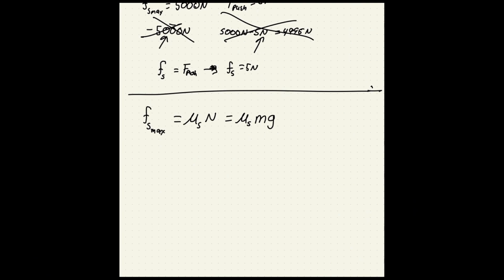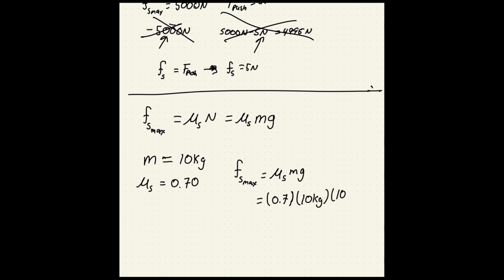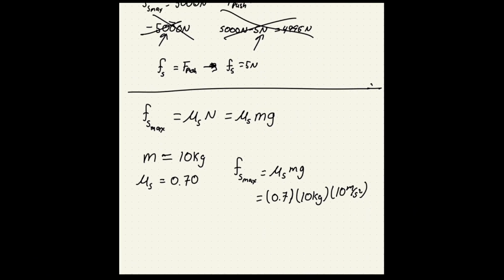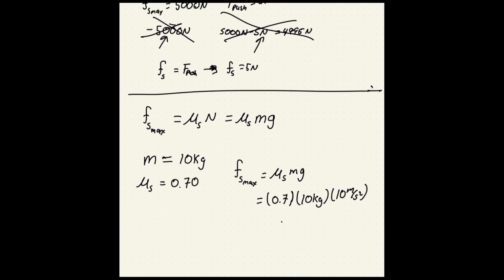So if I have a block of wood with a mass of 10 kilograms, and I have a friction coefficient, mu sub s, equal to 0.70, and I want to calculate the maximum friction force, I would just use my equation that says mu sub s times mg. Plug in my mu sub s value of 0.7. Again, that's unitless and positive. Plug in my mass, 10 kilograms, plug in g, 10 meters per second squared. And if I plug this in the calculator, I should get somewhere around 70.